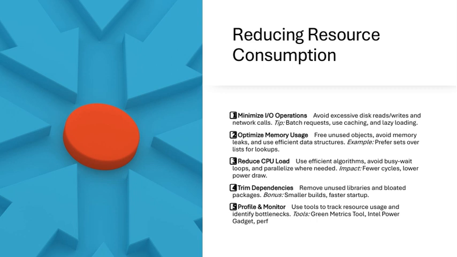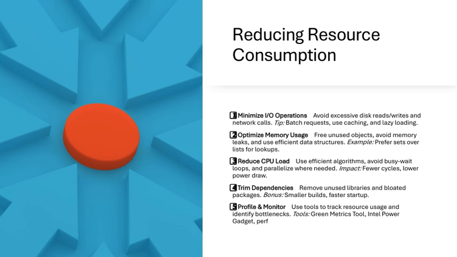The third point is about reducing CPU load. We should focus on using efficient algorithms, avoiding busy wait loops that waste cycles, and parallelizing tasks where appropriate. The benefit: fewer CPU cycles used, which means lower power consumption and better overall efficiency.